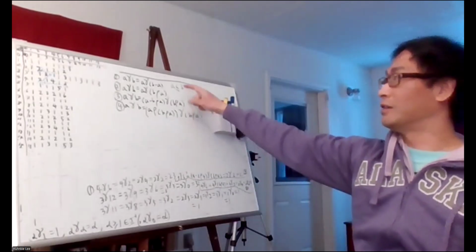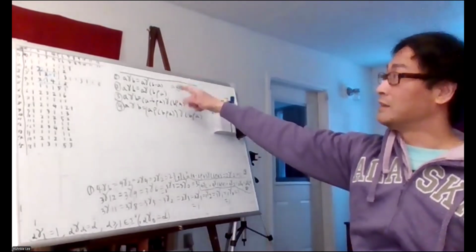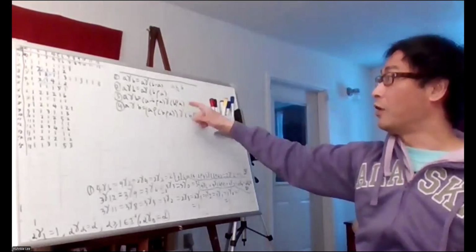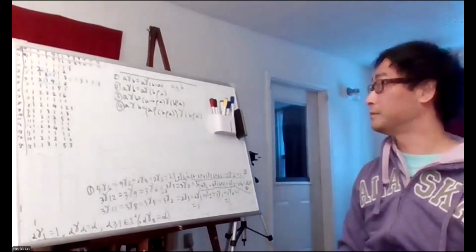Third formula, well, the first one is the original Euclidean algorithm. The second formula, other mathematicians came up with. The third formula and the fourth formula are brand new.